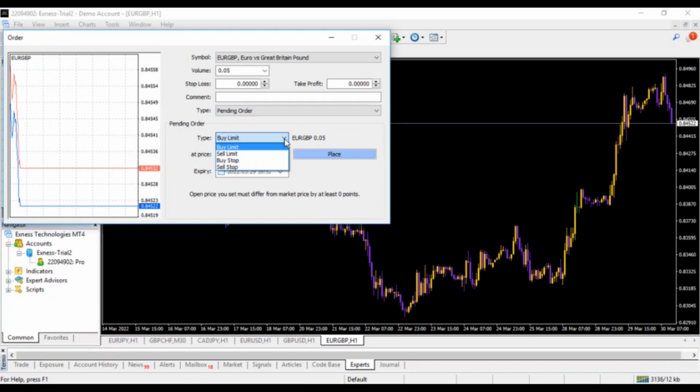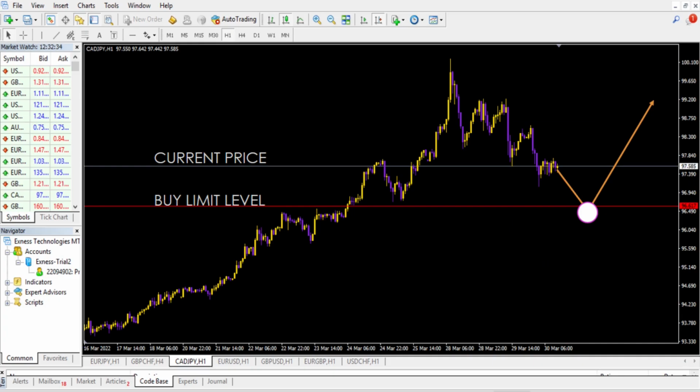We use the buy limit order when we want to enter our entry price at a level that is below the current market price. So for instance, you make your trading analysis and per your prediction, the price will start going up after hitting this level below the current price here. In that case, you have to select the buy limit order option, then you set your volume and the stop loss, take profit, and then you enter the pending order.